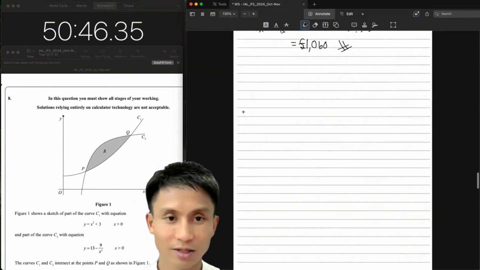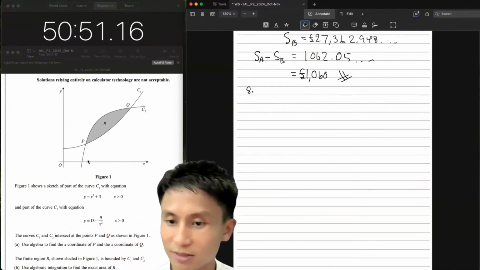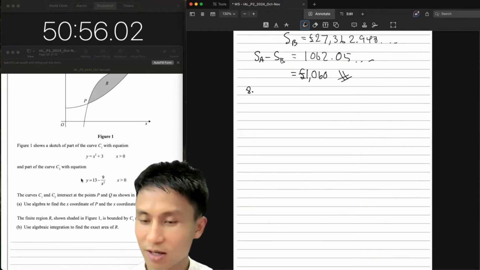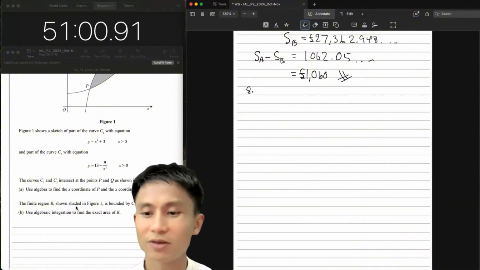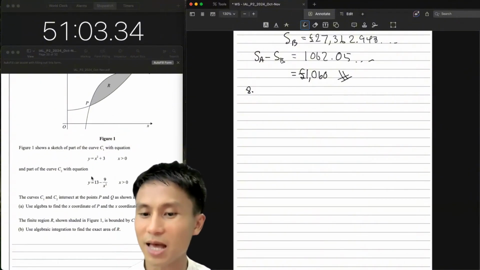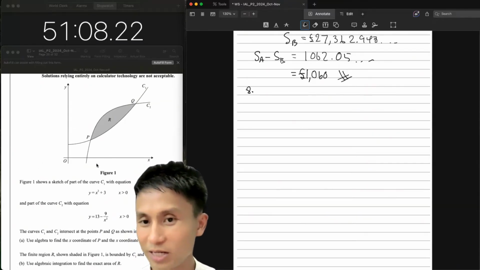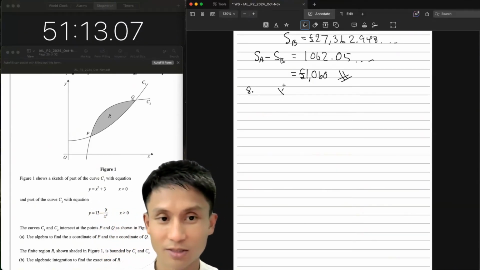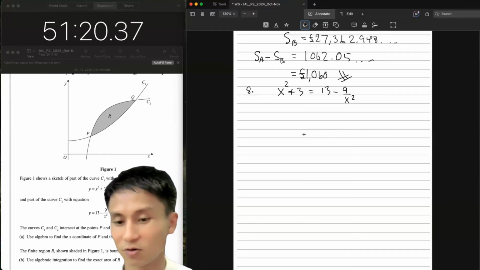Number 8 now. Figure 1 shows a sketch of part of the curve C1 with equation that, okay, we have two curves, C1 and C2. Using algebra to find the x coordinate of P and the x coordinate of Q. So we need to equate them, right? That's trivial. Okay, so x squared plus 3 equals 13 minus 9 over x squared.